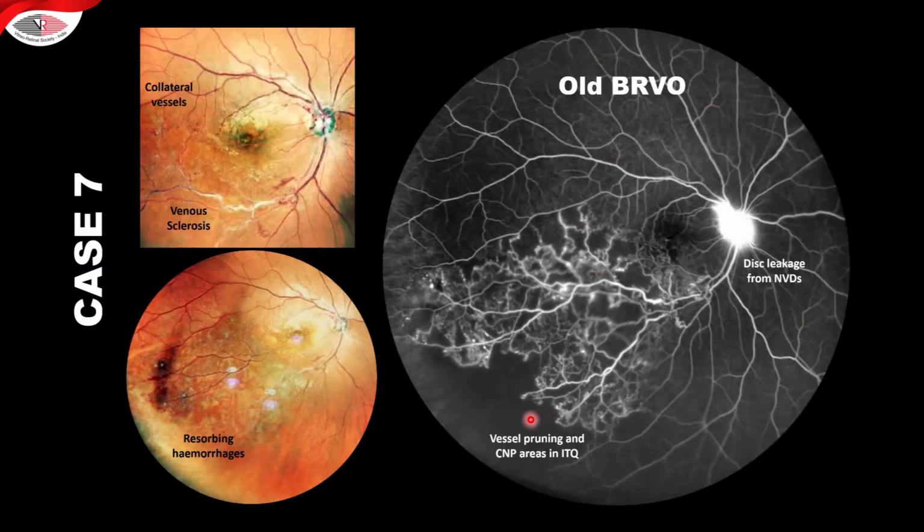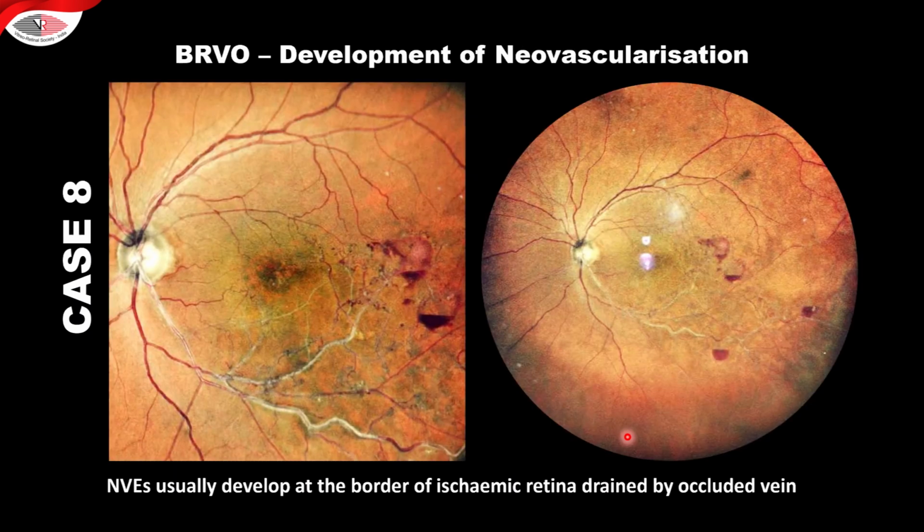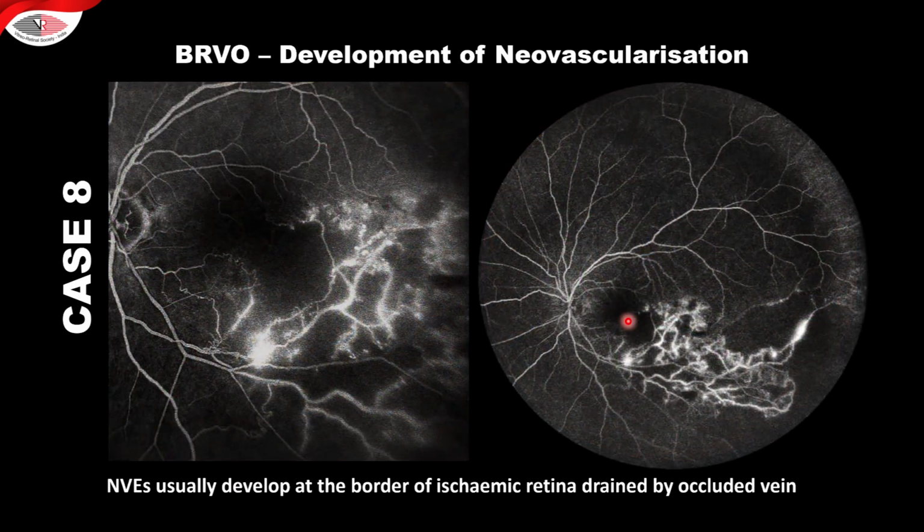Here, once again, an old BRVO with an area geographically demarcated with non-perfusion areas, capillary non-perfusion, vessel pruning, and this will require laser along with the anti-VEGFs. Development of the neovascularization happens with time, and it's something that you have to look for to prevent further deterioration with hemorrhages and tractional retinal detachments which come up.